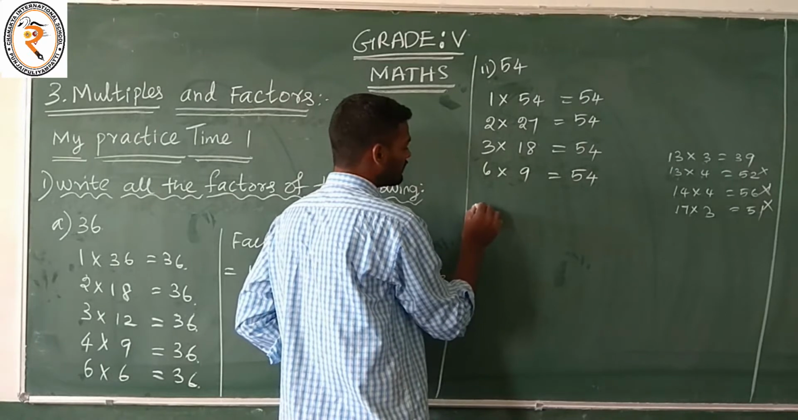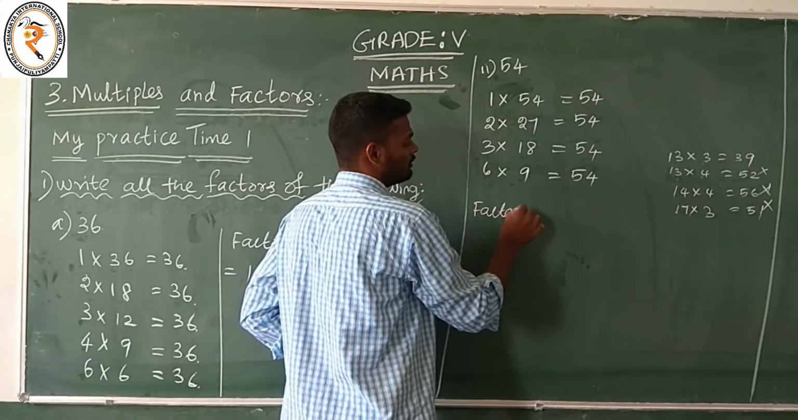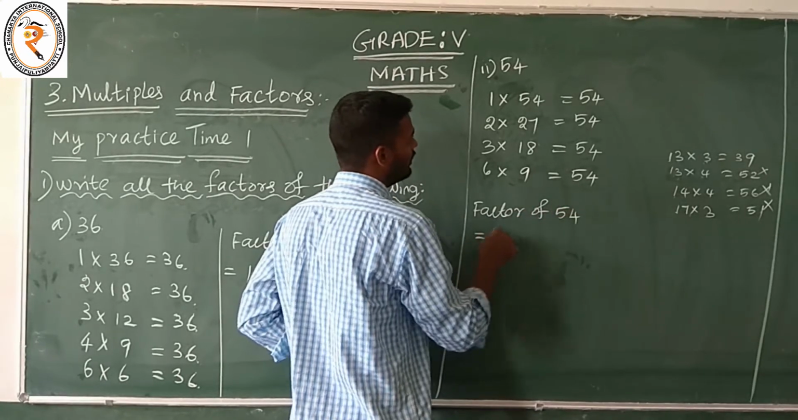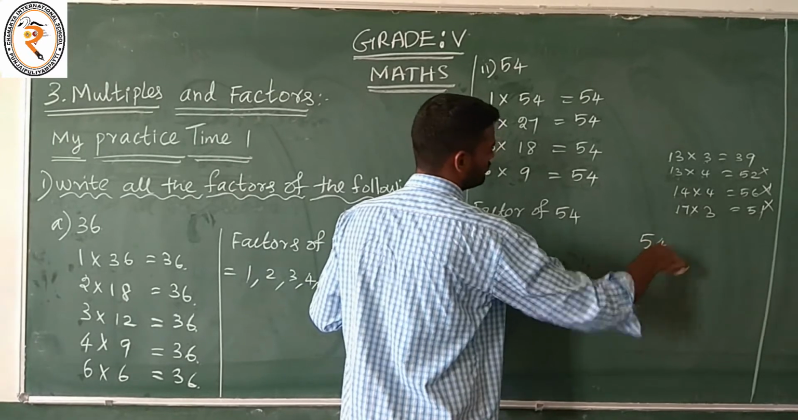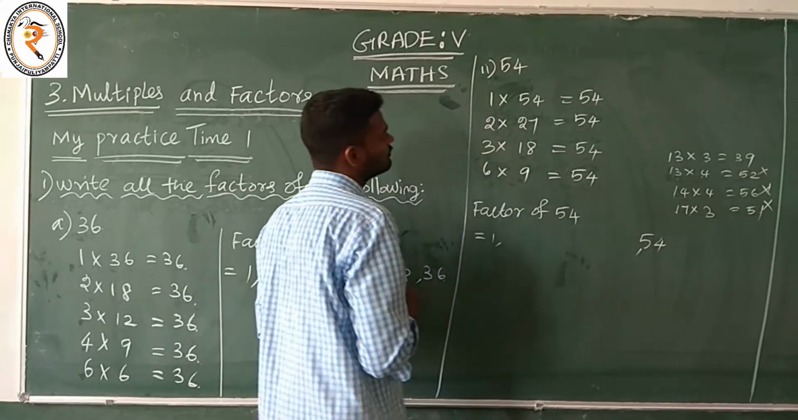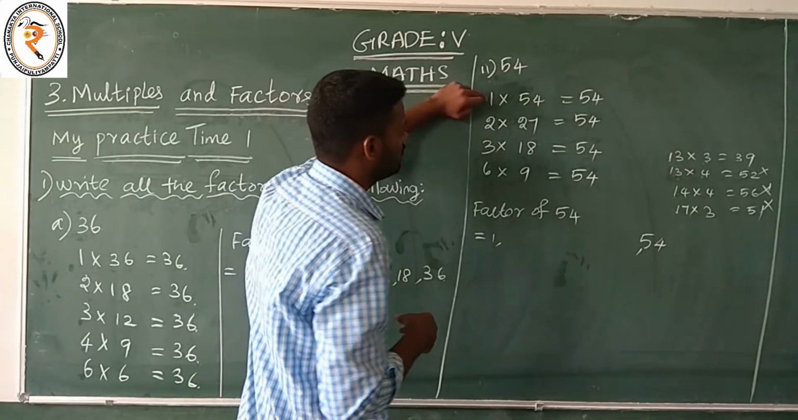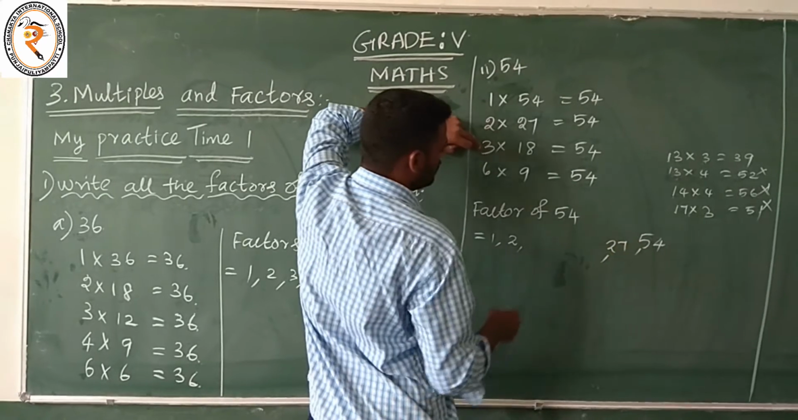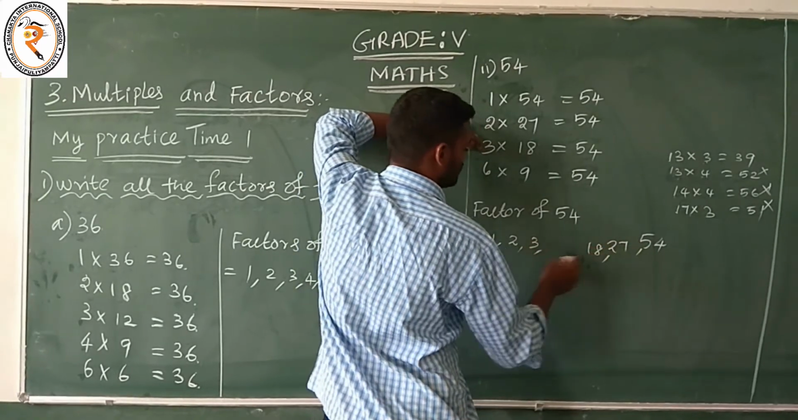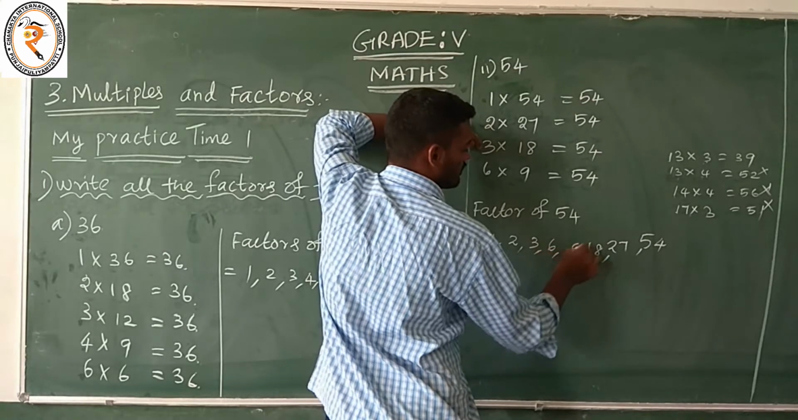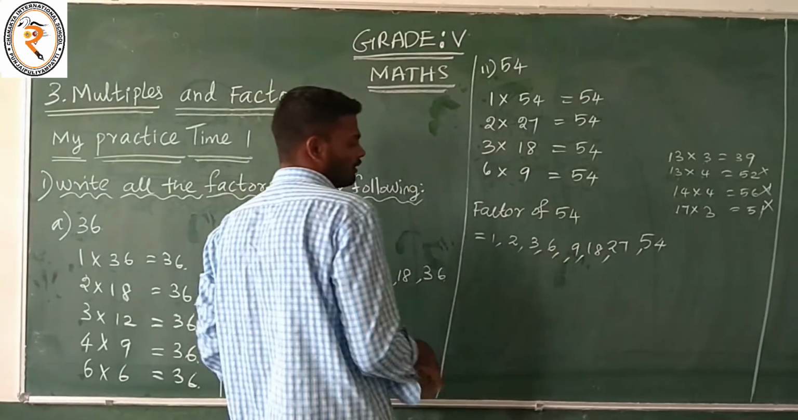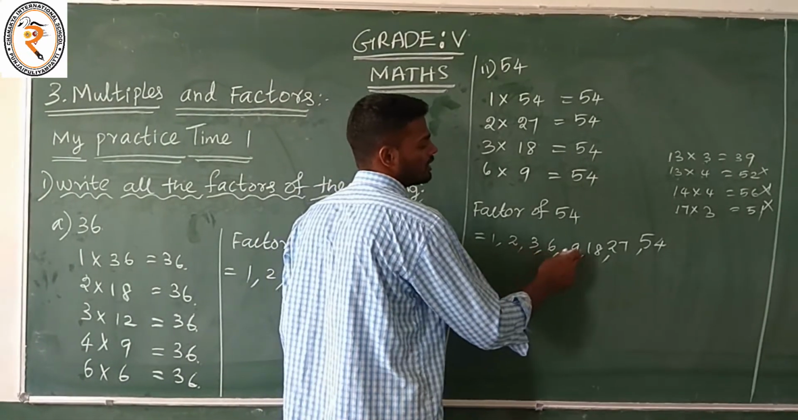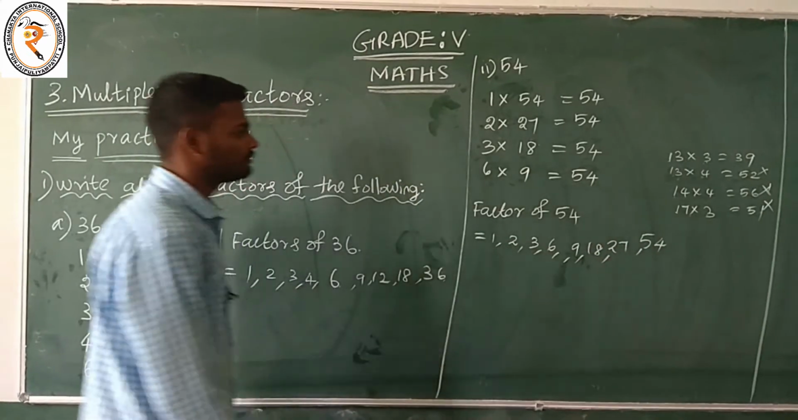Therefore, the factors of 54 are 1, 54, 2, 27, 3, 18, 6, 9. Therefore, the factors of 54 are 1, 2, 3, 6, 9, 18, 27, 54.